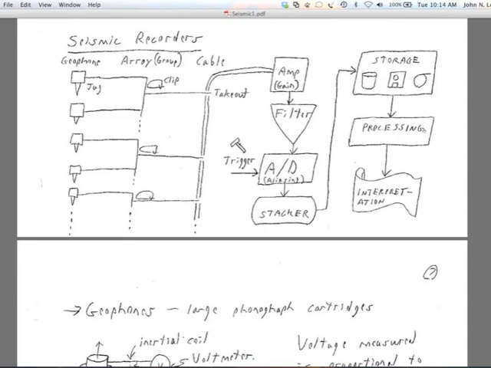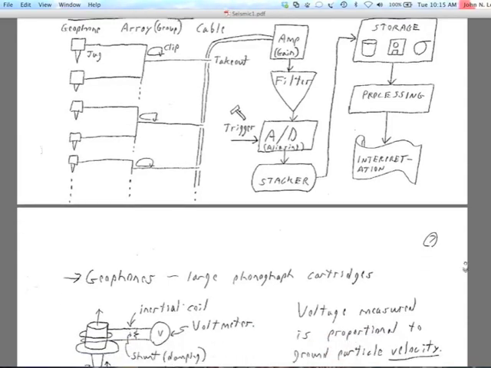There's some processing in the first lab on refraction. There's processing in the second lab on refraction microtremor, and there's processing and interpretation in the third lab on seismic reflection. We'll do all those things for our field exercises as well.